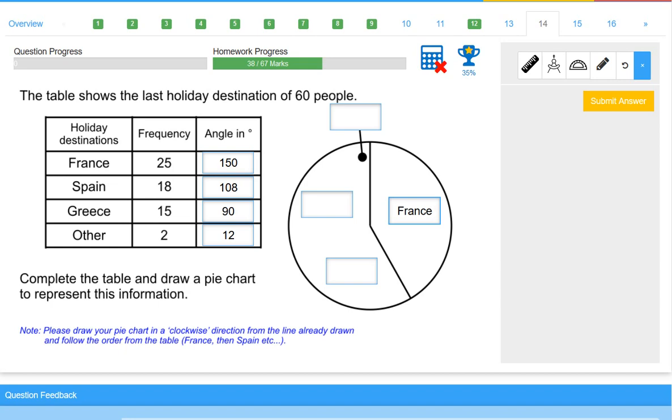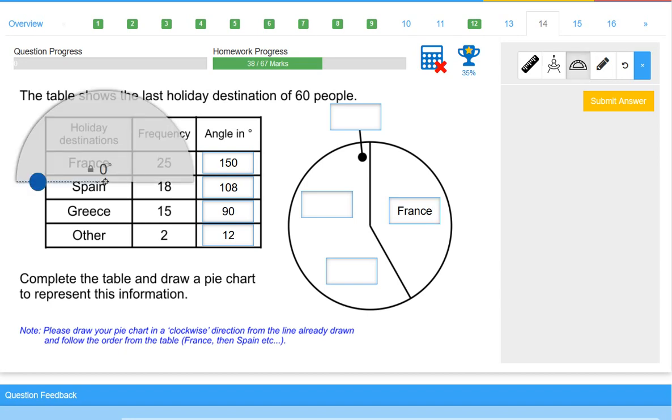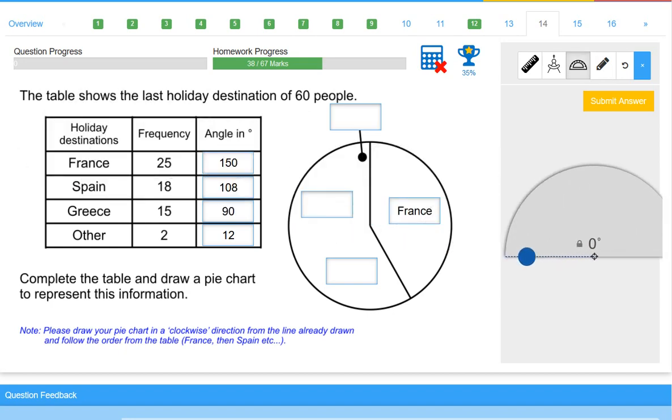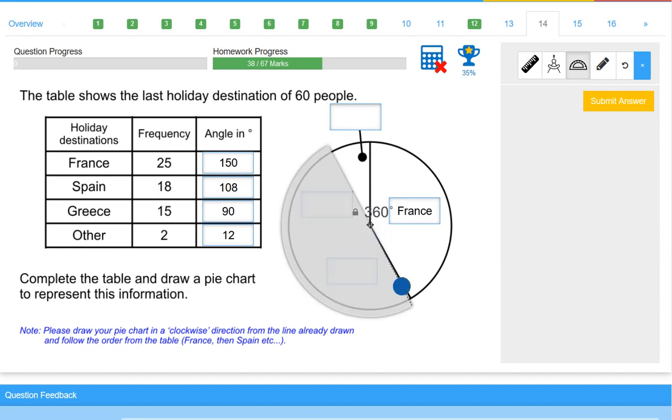But now I need to get my protractor, and I want to measure 108 degrees. So the first thing I've done is I have twisted around my protractor, so this line with the 0 point is there in the middle of the pie chart, and my blue line, the edge of it, is lying along the edge of the France sector. I'm going to drag the blue, and you should see that my angle is increasing.